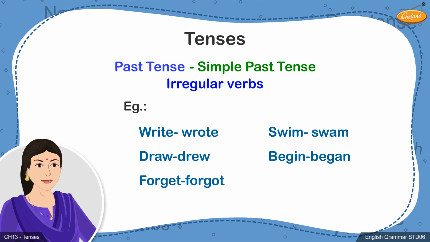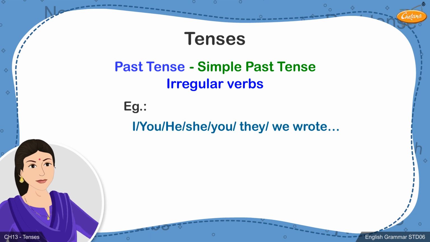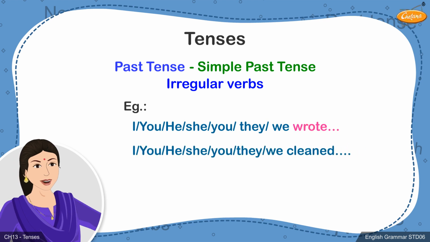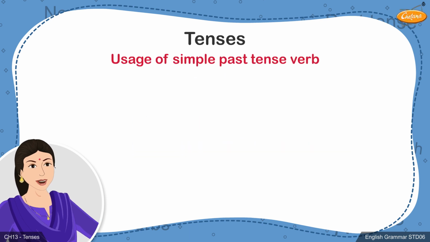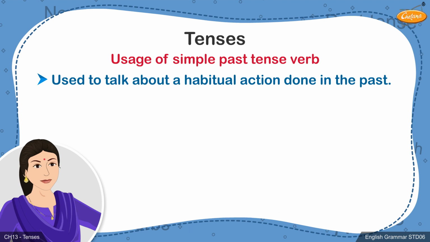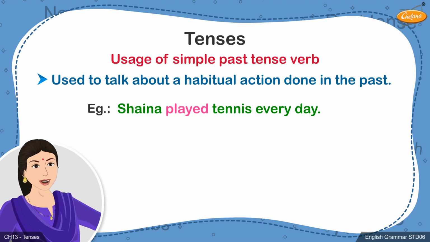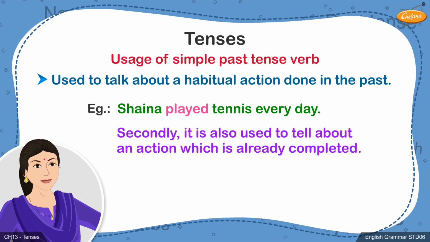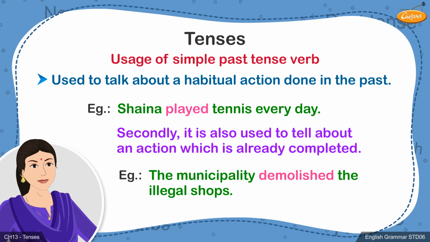You can use these simple past tense verbs in sentences. I or you or he or she or you or they or we wrote. I or you or he or she, you or they or we cleaned. A simple past tense verb is used to talk about a habitual action done in the past. Example, Shaina played tennis every day. Secondly, it is also used to tell about an action which is already completed. Example, the municipality demolished the illegal shops.